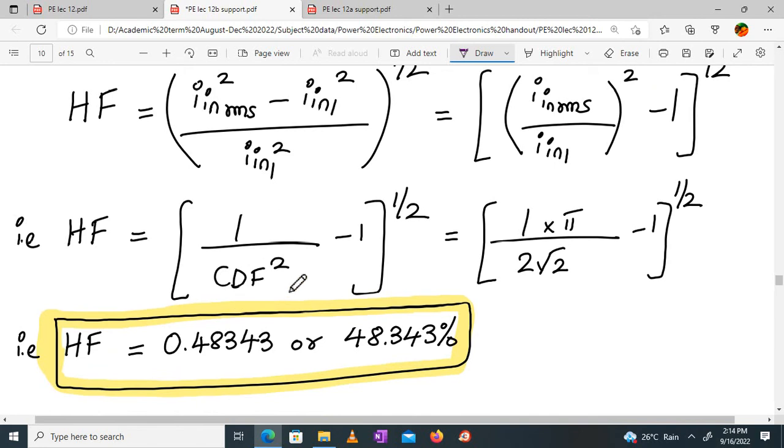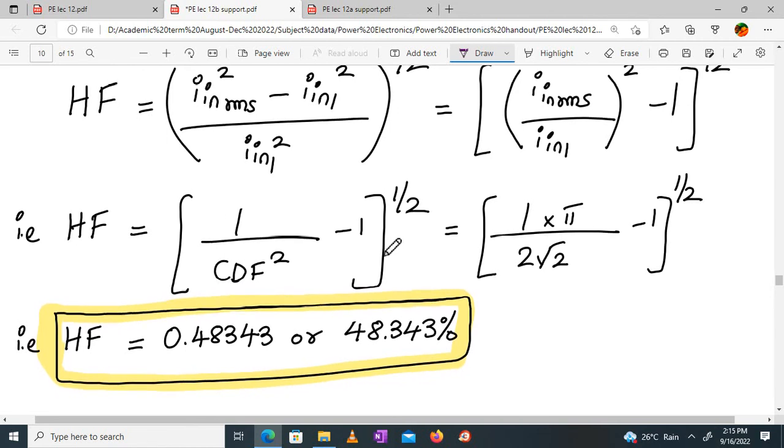There's no need to memorize it. You remember CDF, so why remember something else again? If CDF is constant, then the harmonic factor is also constant. It's 48%. We can ask you this in the oral exam. What is current distortion factor? Explain harmonic factor, total harmonic distortion. Written? Remember these formulas, not this.